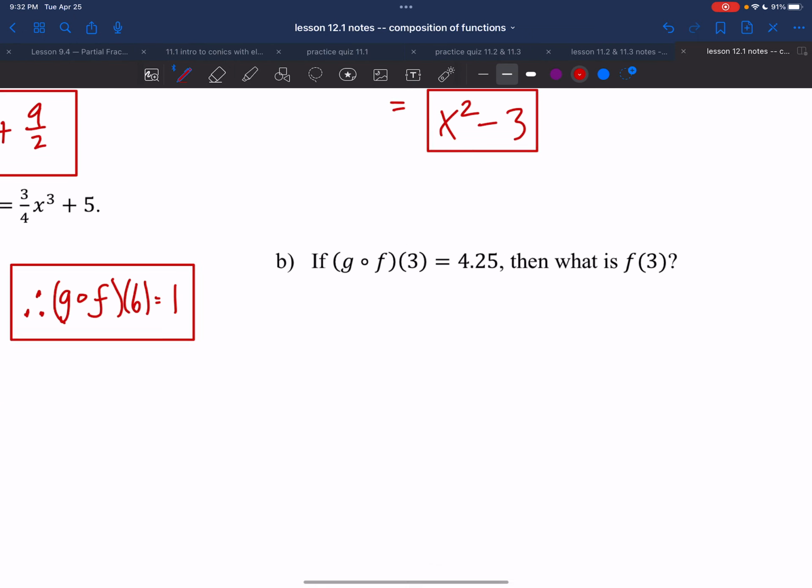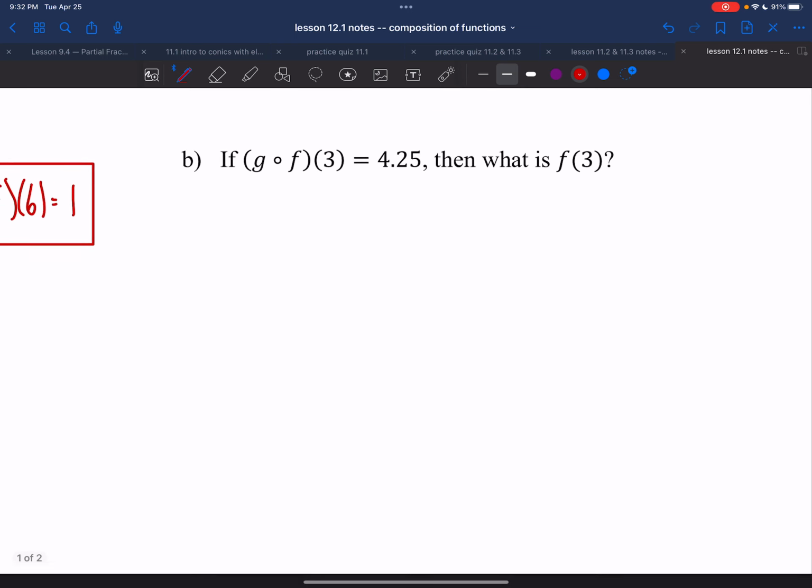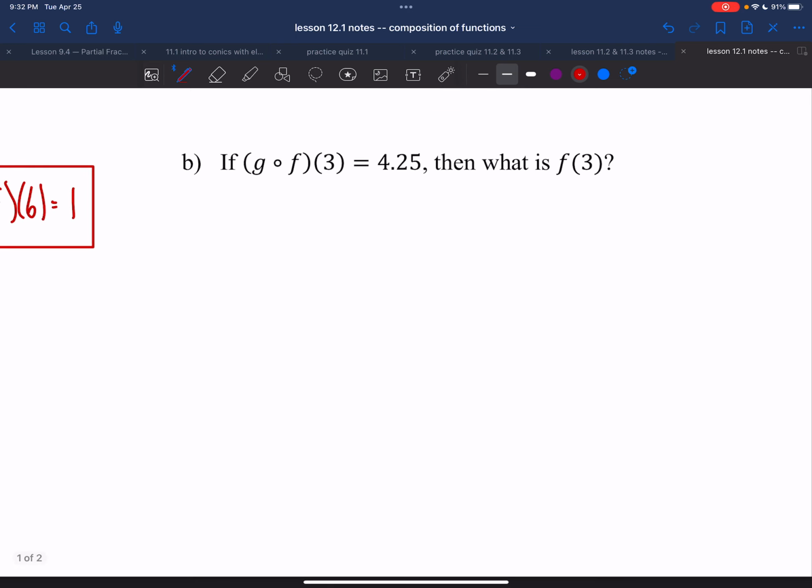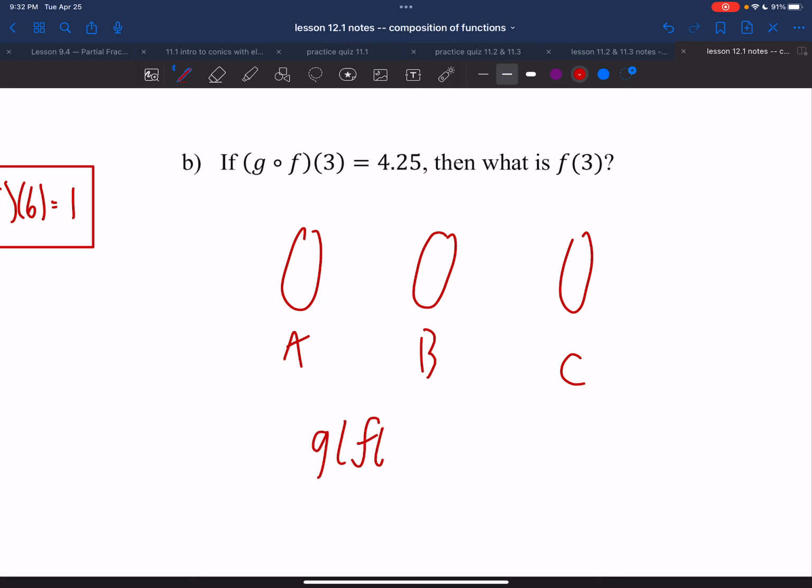Now, the next one's a little tricky. Don't get too confused. It says g of f of 3 equals 4.25. What is f of 3? So what is happening here, right? You got your A, you got your B, you got your C. I'm just explaining what's happening here. You're trying to find g of f of 3. So the 3 is coming from the set A, right? And 4.25, that's in the set C.